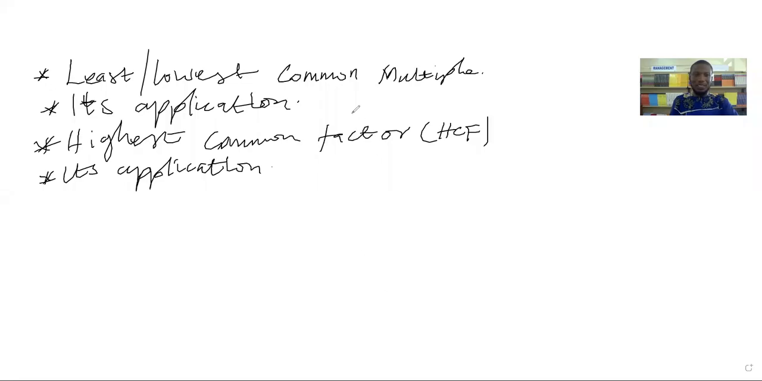Lowest or least common multiple, its applications, as well as highest common factor or greatest common divisor, GCD, and its application as well. Let's take the very first one immediately. Least or lowest common multiple, which is also known as L.C.M.